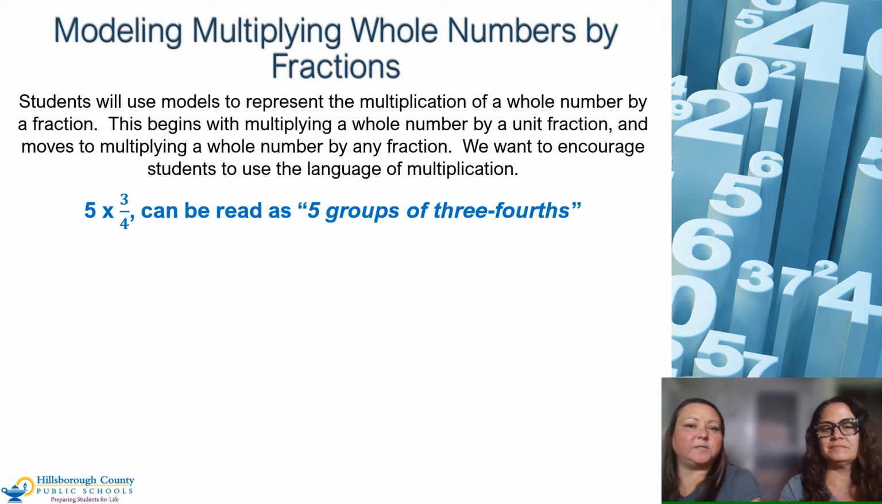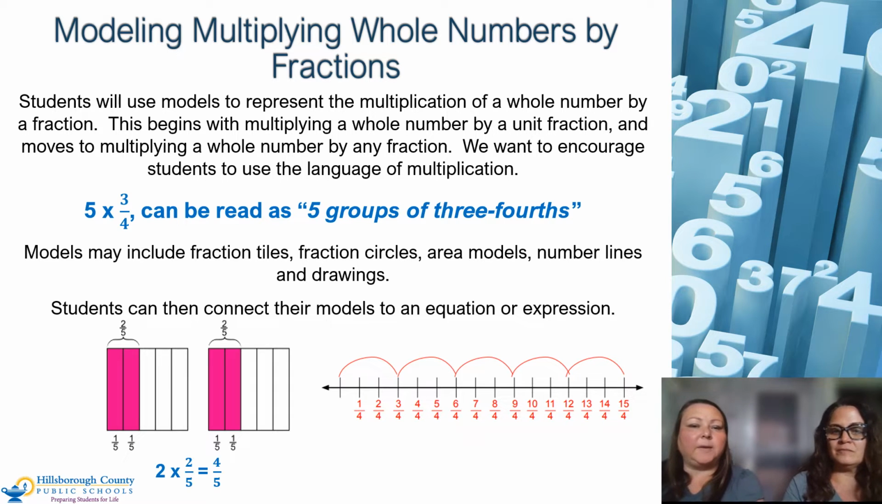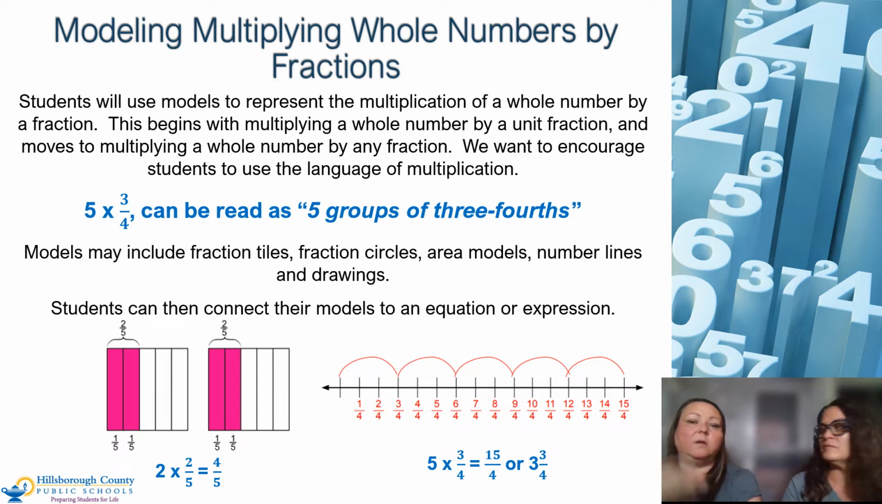So now we're moving to modeling multiplying whole numbers by fractions. So no longer just a unit fraction, but we can still make connections back to that. Now I'm multiplying 5 groups of 3/4. So I want to use that same language again. If you look at the number line on the bottom, you can see I have 5 jumps or 5 groups, and there's 3/4 in each group. So I can also use that repeated addition or just the multiplication to make that connection back.